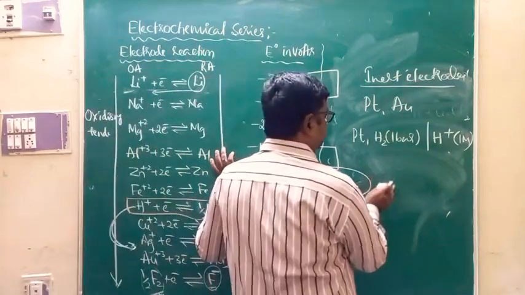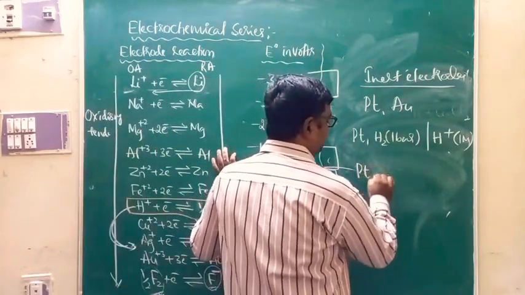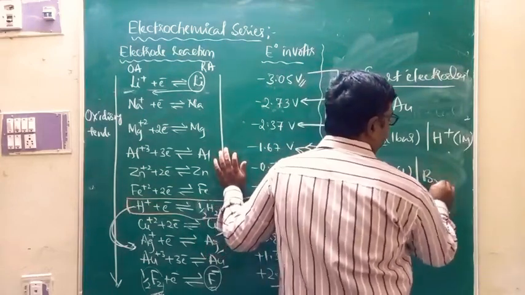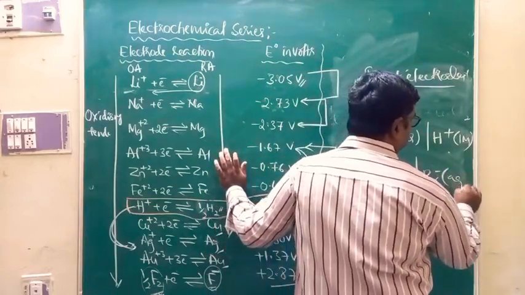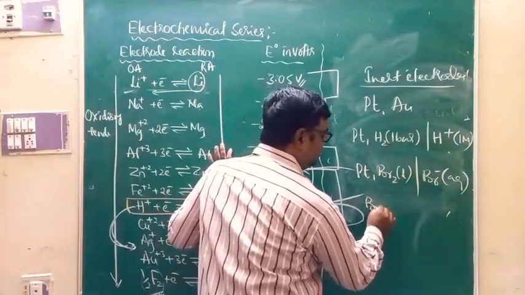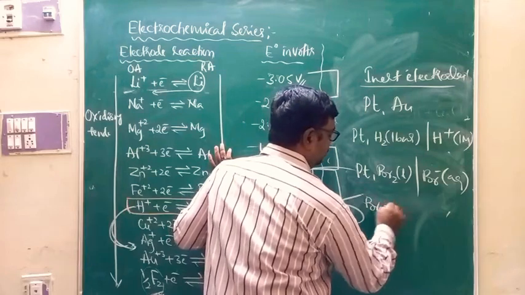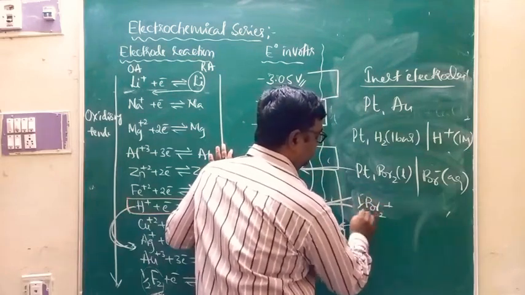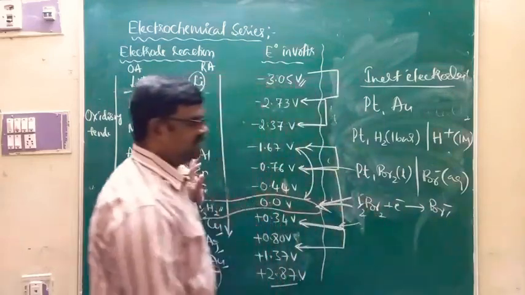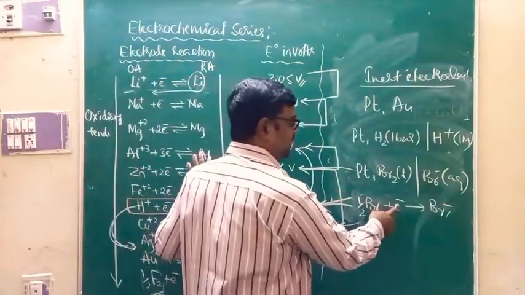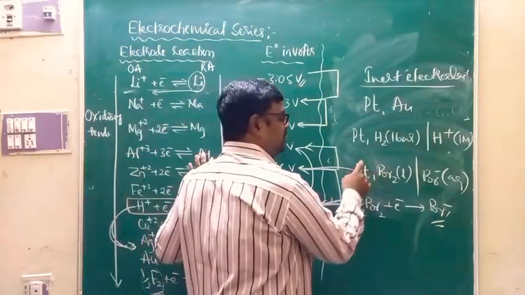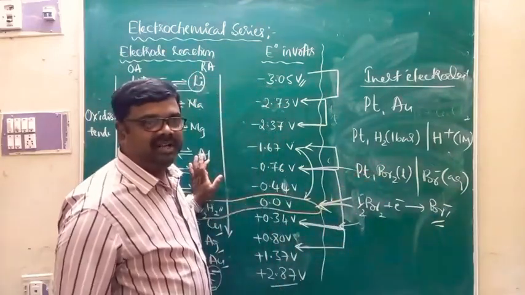Similarly, in the case of bromine electrode, that is platinum, bromine, that is liquid, and of course Br minus, and of course this is aqueous medium. This is what we call bromine electrode. In bromine electrode, the reaction is half Br2 will take up one electron and becomes Br minus. This is a reduction reaction. This is a reaction where bromine will be absorbed over platinum, but platinum doesn't take part in chemical reaction.